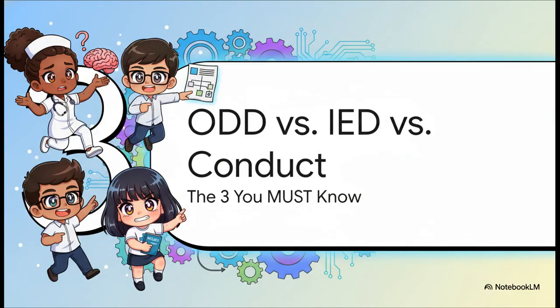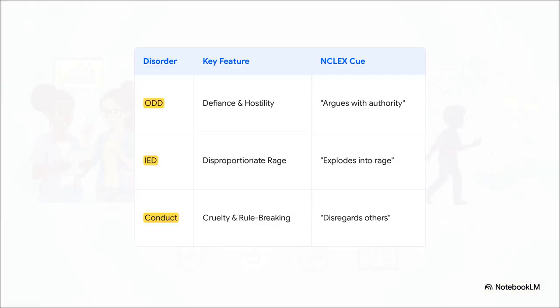All right, let's get into the big three. You absolutely have to know the difference between ODD, IED, and conduct disorder for your exam. But don't worry, we're going to make it super simple. This table is your best friend, I'm telling you. It just lays it all out. For ODD, oppositional defiant disorder, your keywords are defiance and arguing. For IED, intermittent explosive disorder, just think explosion. The rage is completely out of proportion to whatever happened. And then there's conduct disorder. This is the most severe. Think cruelty, aggression, and a total disregard for other people's rights.